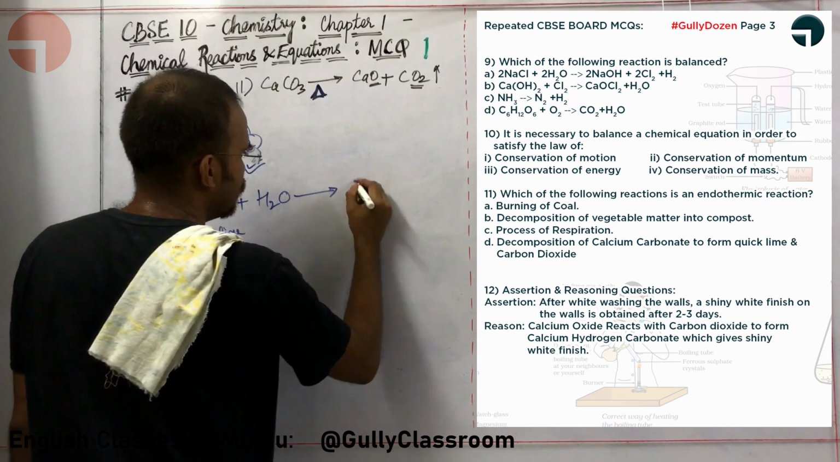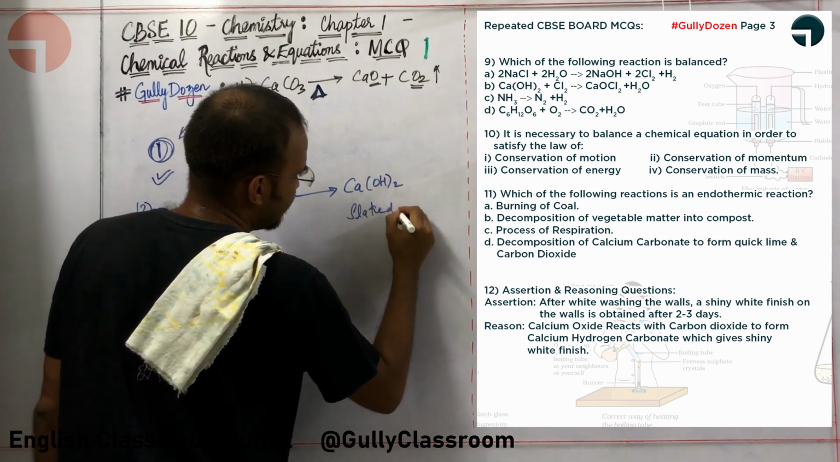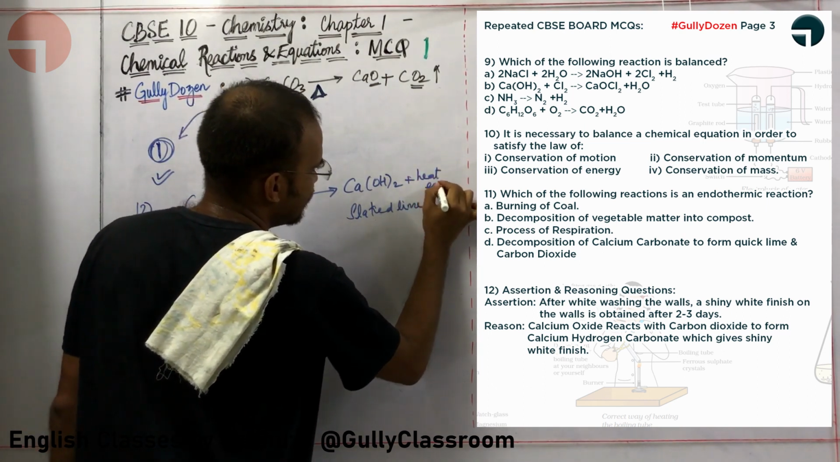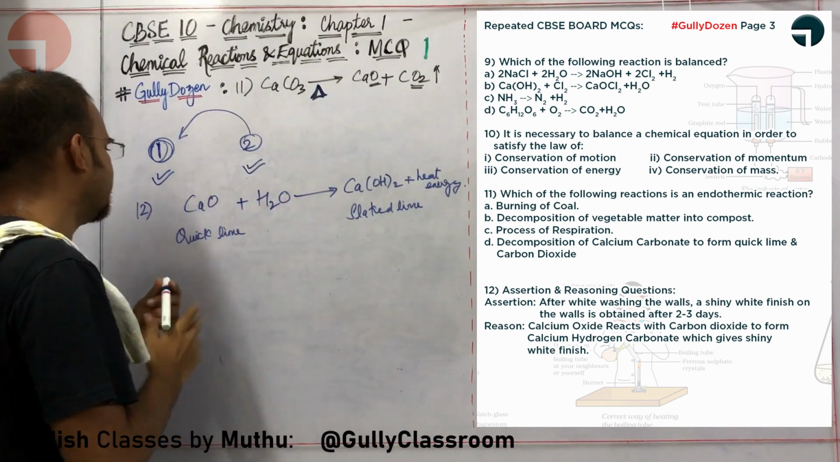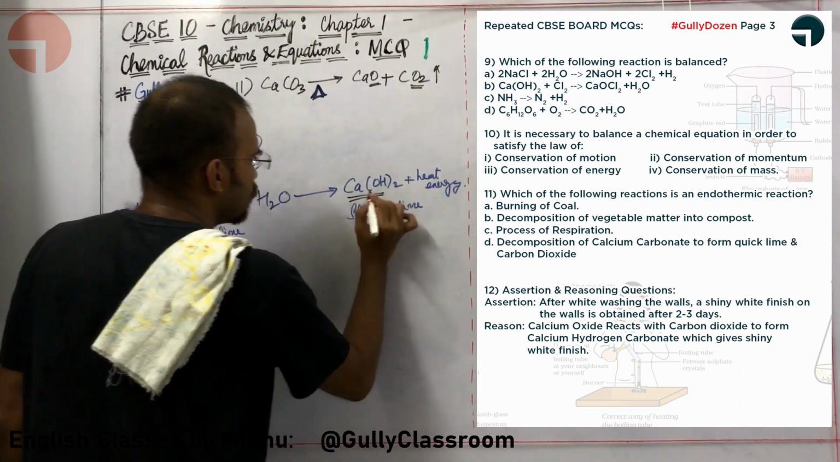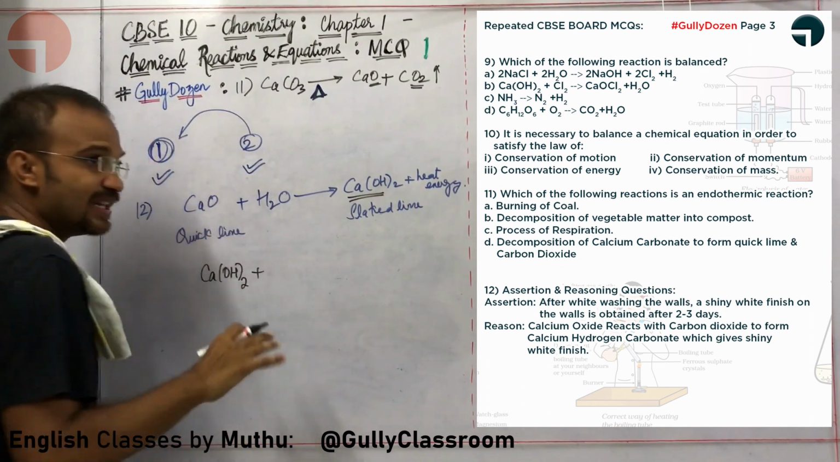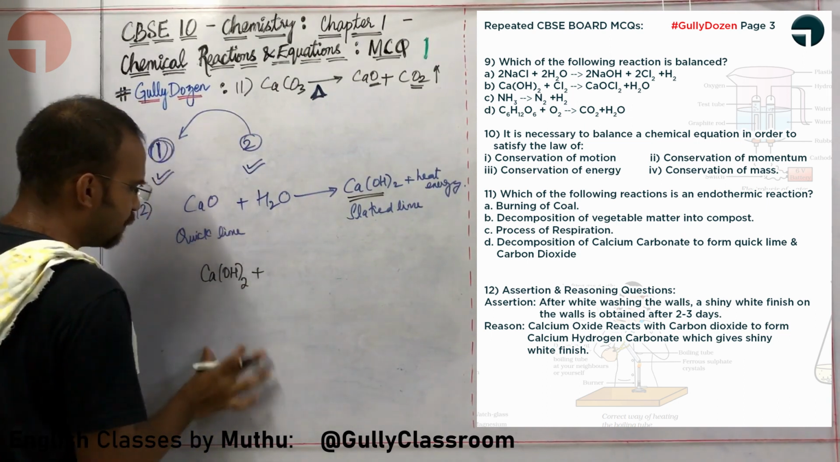You are going to add it with some water. What are you going to get? You are going to get slaked lime, or calcium hydroxide. Obviously, a lot of heat will be released. You need to have gloves while doing this particular reaction. What next, sir? You are going to put Ca(OH)2, slaked lime, on the walls. The walls initially will be blue in color. Then what will happen?